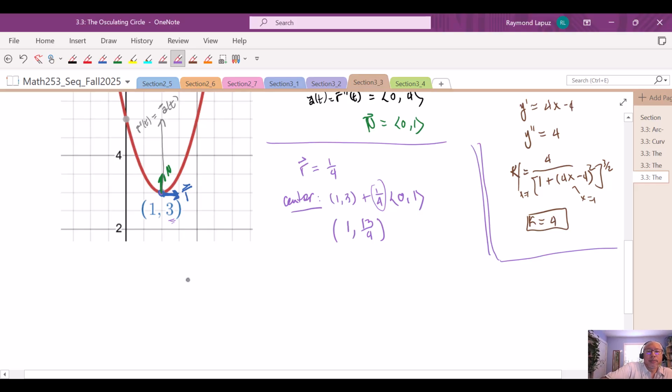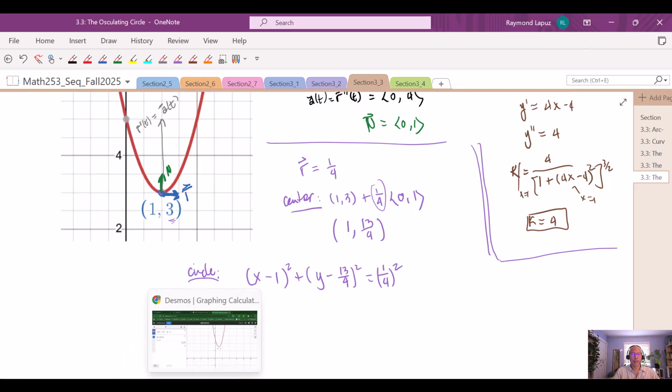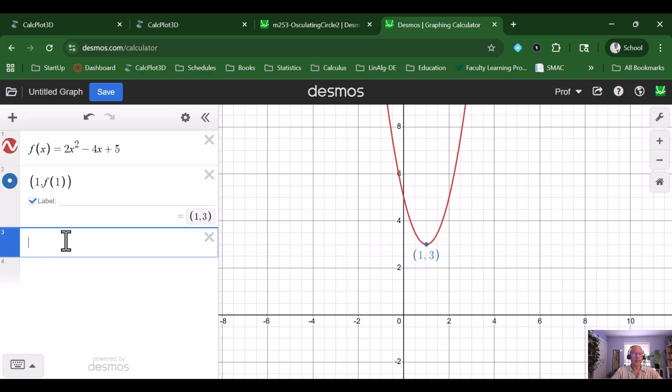So our circle will have this center. The equation is (x minus 1) squared plus (y minus 13/4) squared is equal to the radius r squared. So that should be your circle. Let's go ahead and check if that's true, and let's hope that it is.